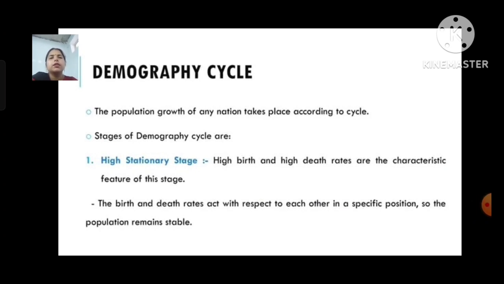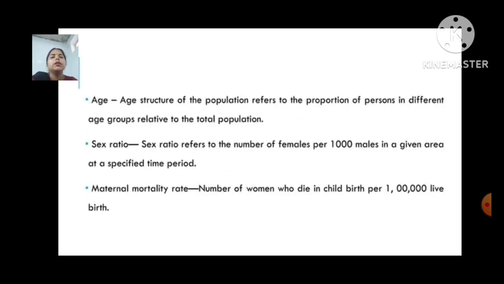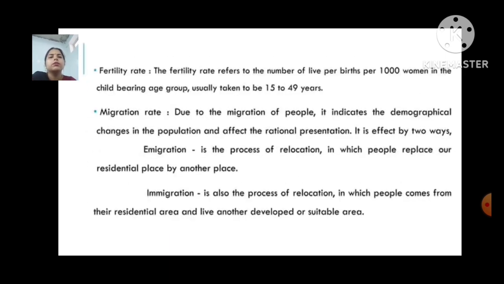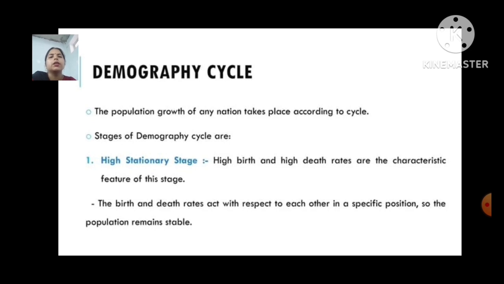In today's class, I will discuss the demographic cycle. In the previous class, I discussed the introduction of demography, its importance, and its common sources. Next is the demographic cycle. The population growth of any nation takes place according to the cycle.